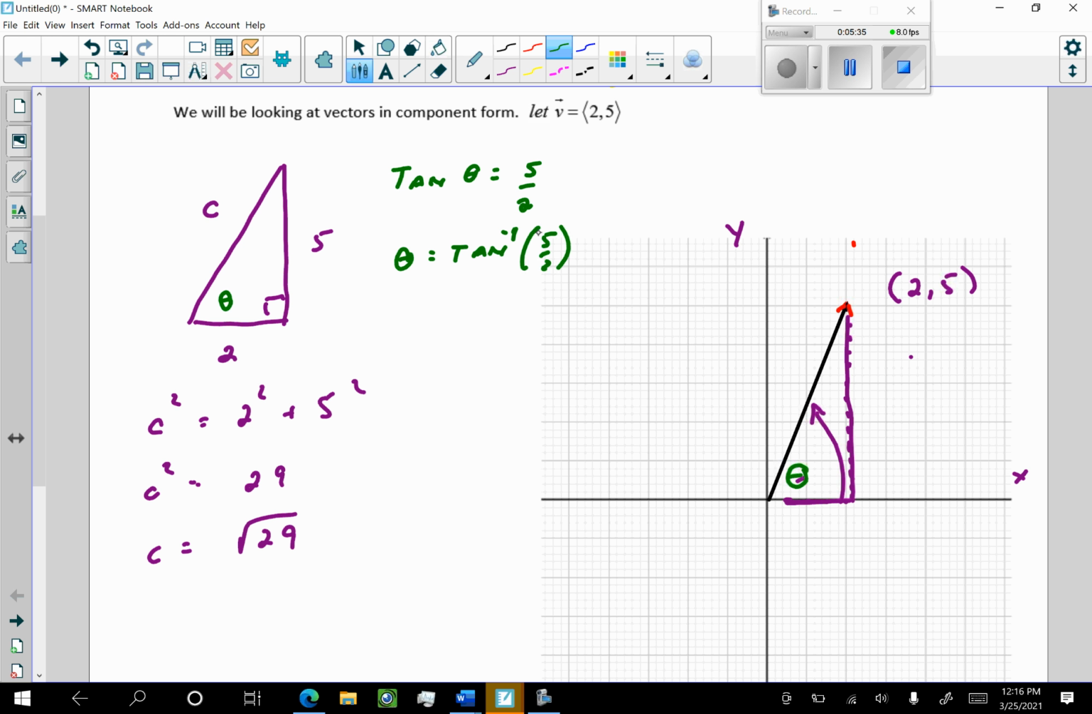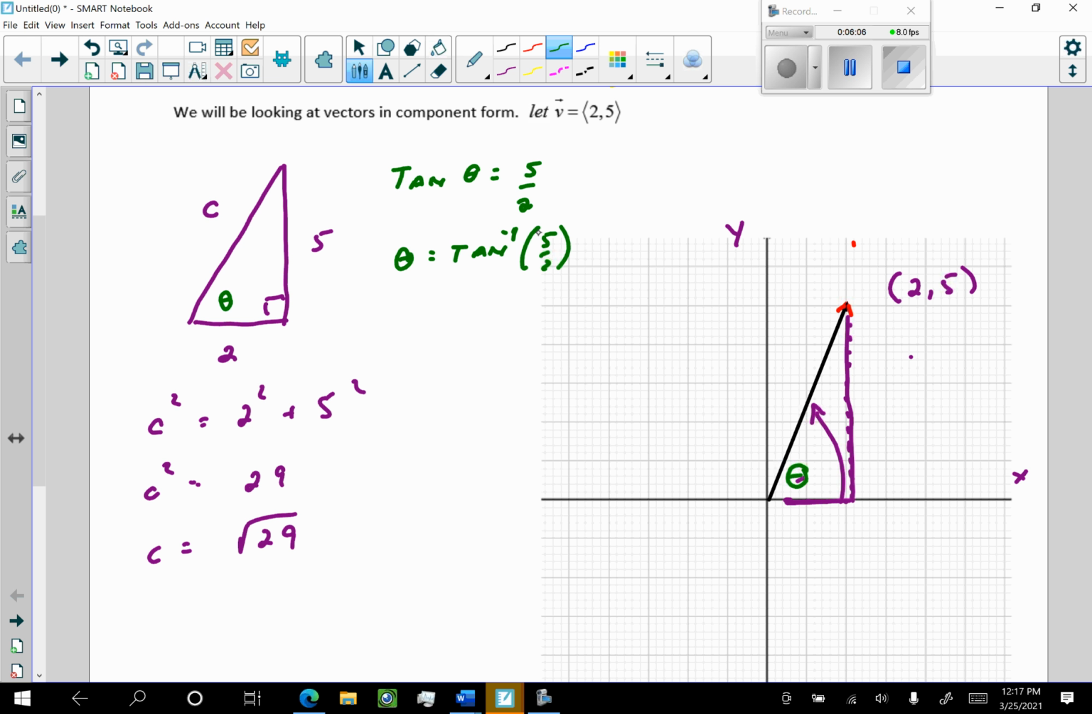And I'm going to take my calculator and find out what that is. Here we go, inverse tangent of 5/2. I was in radian mode. I'm going to try it again because I want to keep it in degrees, inverse tangent of 5 divided by 2.